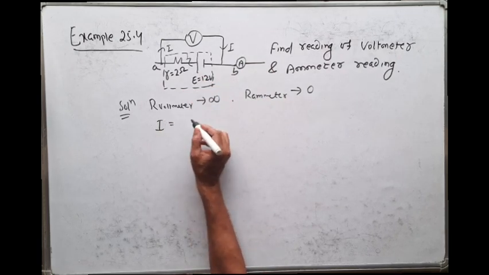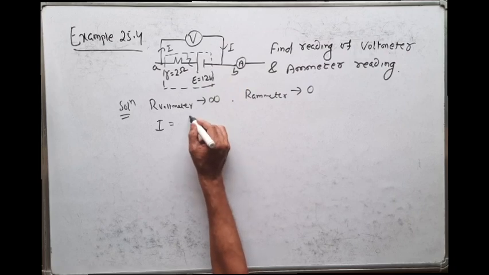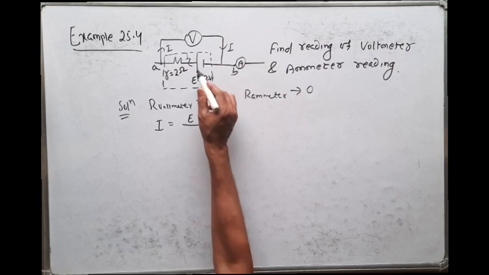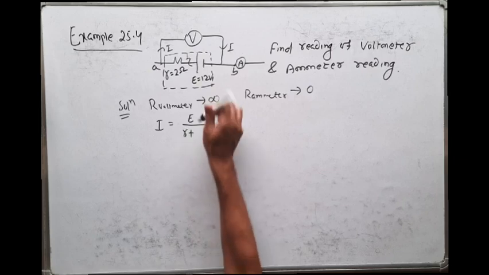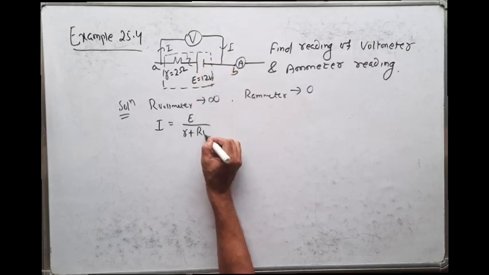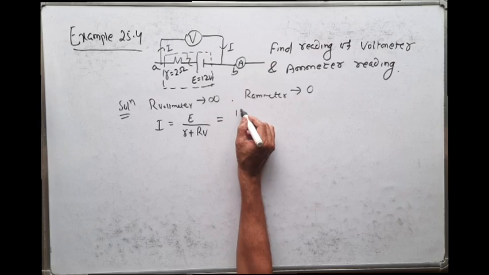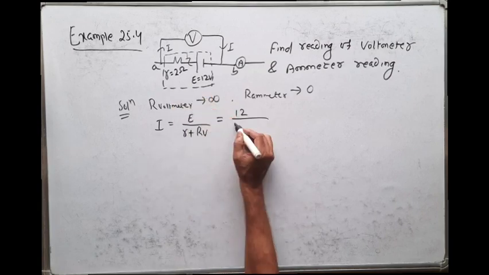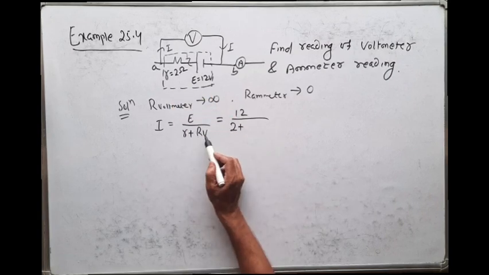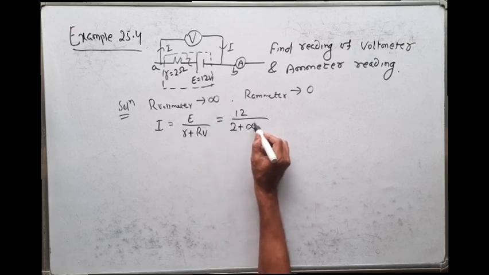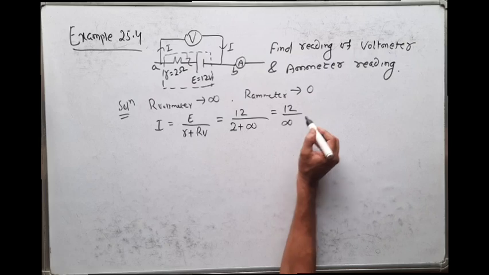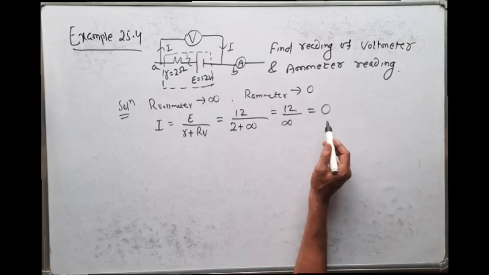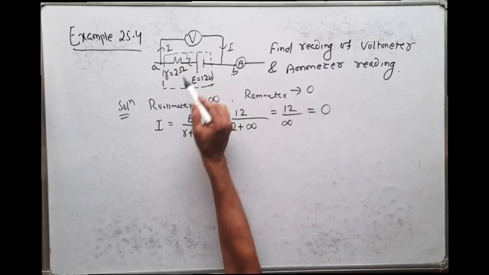So I is equal to the total EMF in the circuit, E, divided by the total resistance in this loop, which is small r plus the resistance of the voltmeter. So that is E equal to 12 volt divided by small r equal to 2 ohm, plus the resistance of the voltmeter. What is the resistance of the voltmeter? It is infinite. So 12 divided by infinite plus something is infinite, and 12 by infinite is 0. So that means no current will flow through this path.